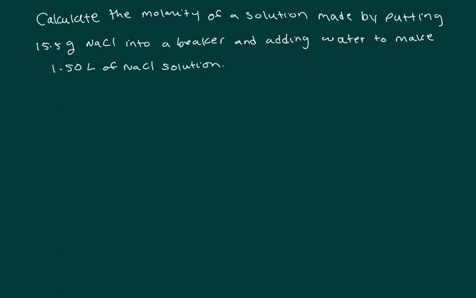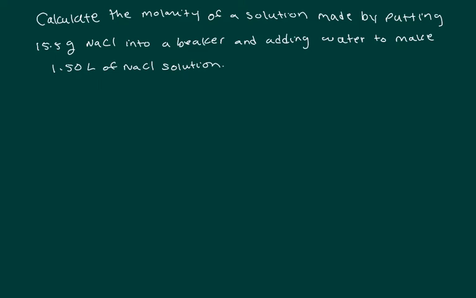In this section, we discuss a term known as molarity. Molarity is defined as moles of solute per liter of solution. So in this example, we have to calculate the molarity of a solution made by putting 15.5 grams of sodium chloride into a beaker and adding water to make 1.5 liters of NaCl solution.